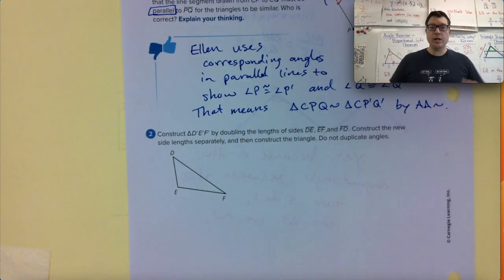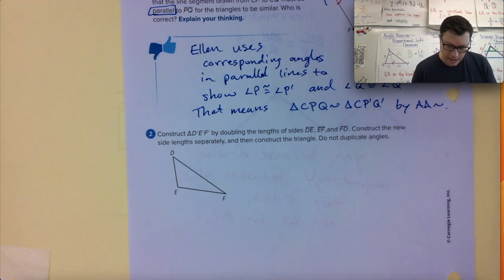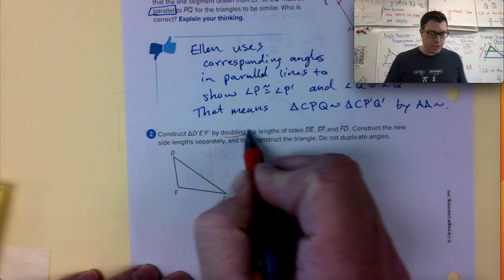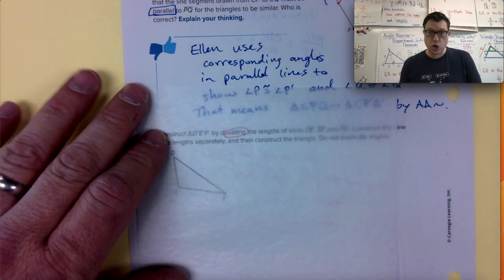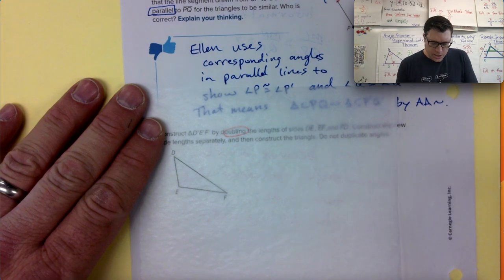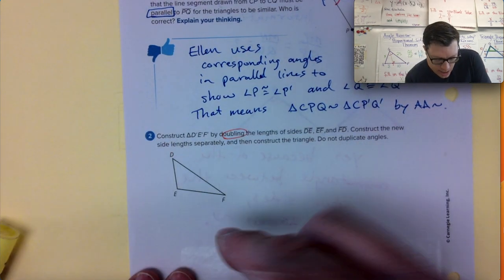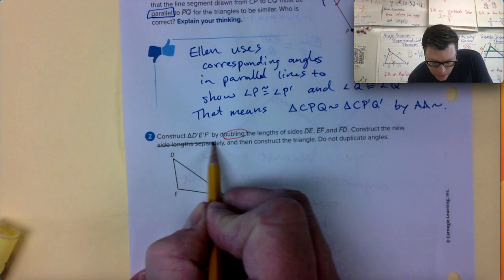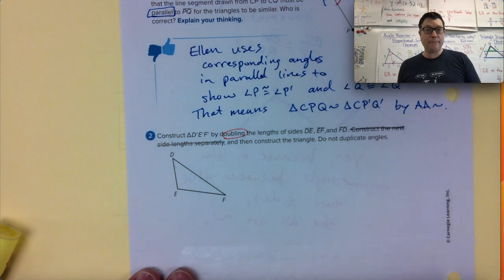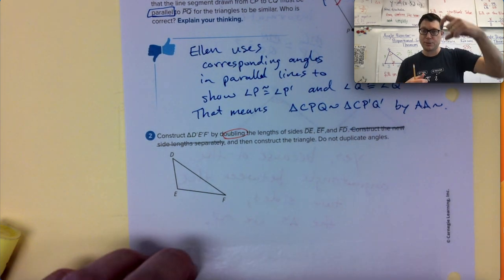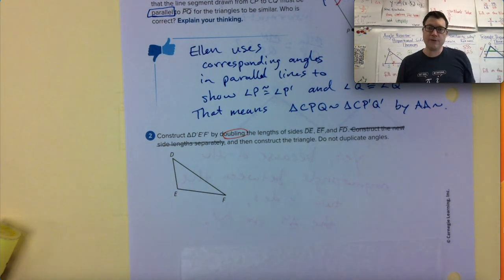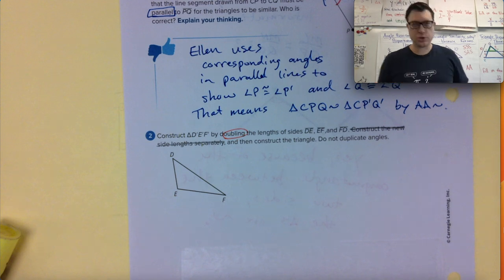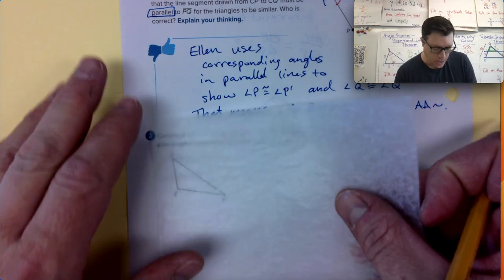Construct triangle D prime E prime F prime by doubling the lengths of the sides. In order to do that, I'm going to use some tracing paper here. So some tracing paper is going to let me, first of all, trace triangle DEF. Now they want us to construct the new side lengths separately. I'm not really going to do that. The key thing is that's showing how we could use a compass in order to capture the distance of the sides and then use the compass overlap to find where the shapes line up. Just do this with the tracing paper for now, and this will be sufficient.